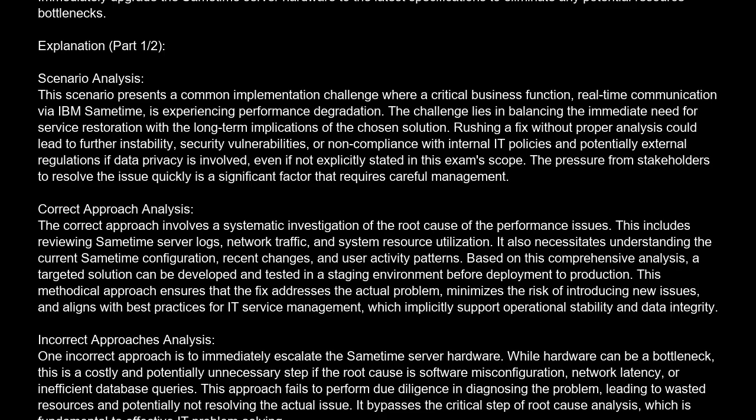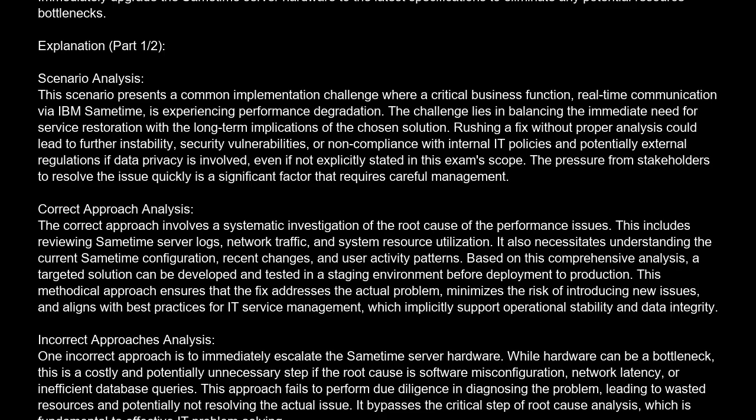Correct approach analysis. The correct approach involves a systematic investigation of the root cause of the performance issues. This includes reviewing Sametime server logs, network traffic, and system resource utilization. It also necessitates understanding the current Sametime configuration, recent changes, and user activity patterns. Based on this comprehensive analysis, a targeted solution can be developed and tested in a staging environment before deployment to production.